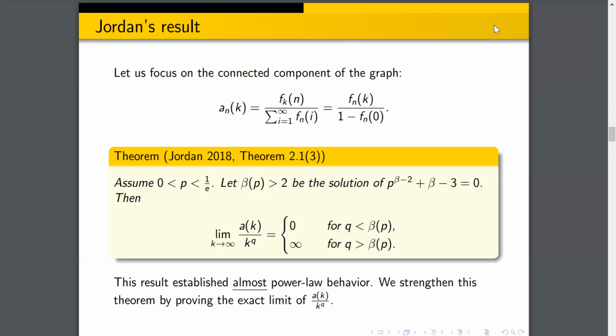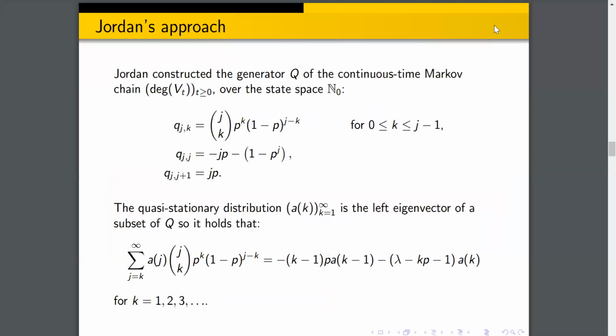There is a question whether, if we have A of k and we have q equal to beta, the limit is a non-zero constant, or whether it contains some, for example, logarithmic or polylogarithmic factors depending on k. We close this gap. We provide the exact limit of this expression. And how do we do it?